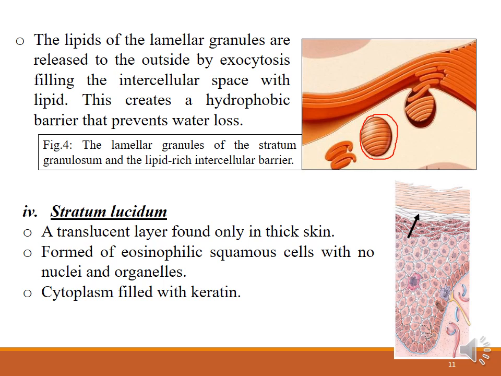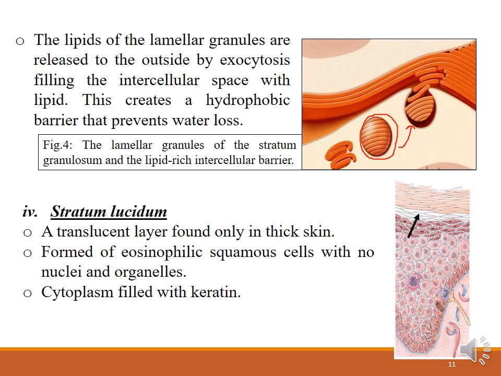So the lipids will be released to the outside and will fill the intercellular space with lipid. This will create the lipid-rich hydrophobic barrier that prevents water loss that we have talked about in the beginning of the lecture. So this is the layer where the protective lipid-rich barrier is formed. It is the stratum granulosum. Before it, in the layers before it, we do not have the lipid protective layer.